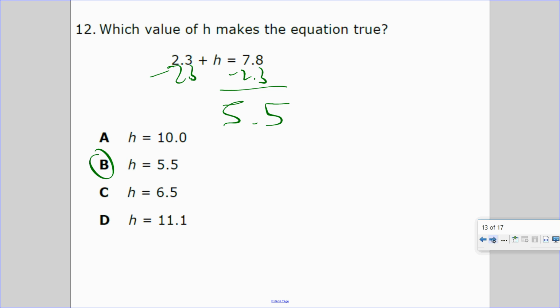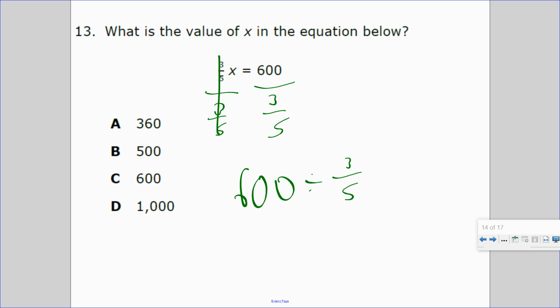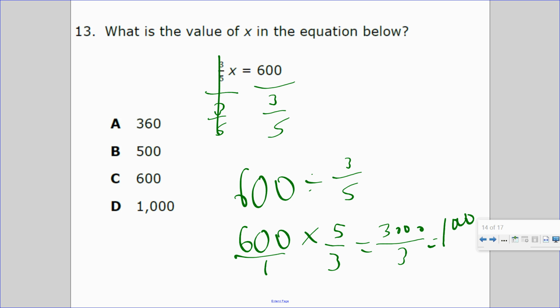Number 13. What is the value of x in the equation below? This is probably one of the hardest ones of all. What operation is in this equation? Multiplication. The inverse is division. Division. This cancels. So what is 600 divided by 3/5? Do we remember how to divide? You multiply by its reciprocal, so you flip this around to 5/3. 600 times 5 is 3,000. 3,000 divided by 3 is 1,000. D is the answer.